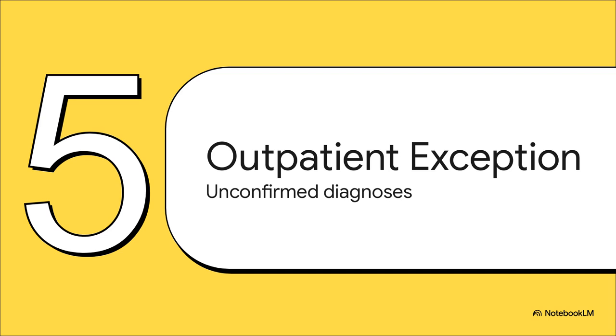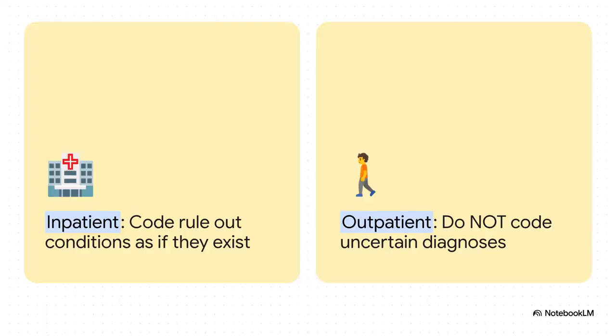Let's talk about how this rule shifts in outpatient settings. This is a massive distinction you absolutely have to remember. In inpatient coding, you might sometimes code a rule-out condition as if it already exists. But outpatient coders, we cannot do that. In the outpatient world, you do not code probable, suspected, or rule-out diagnoses as definitive.